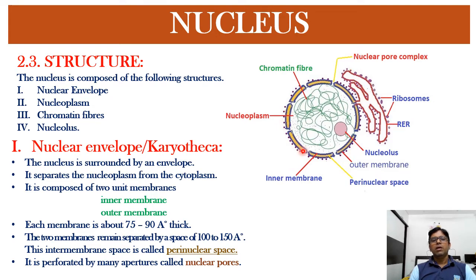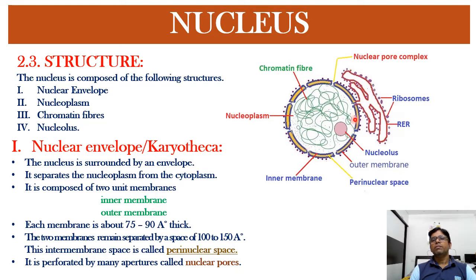Perinuclear space. It is about 100 to 150 angstroms. The gap in between these two membranes is about 100 to 150 angstroms. This empty space which is present in between these two membranes is called perinuclear space.